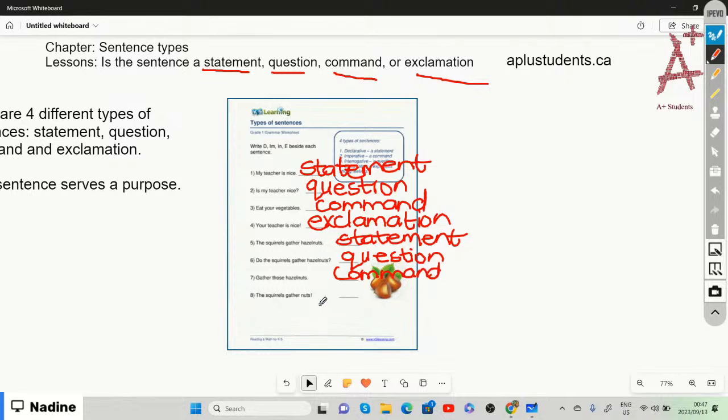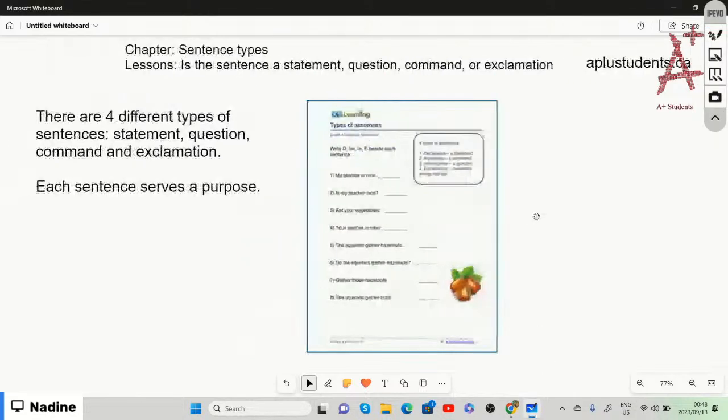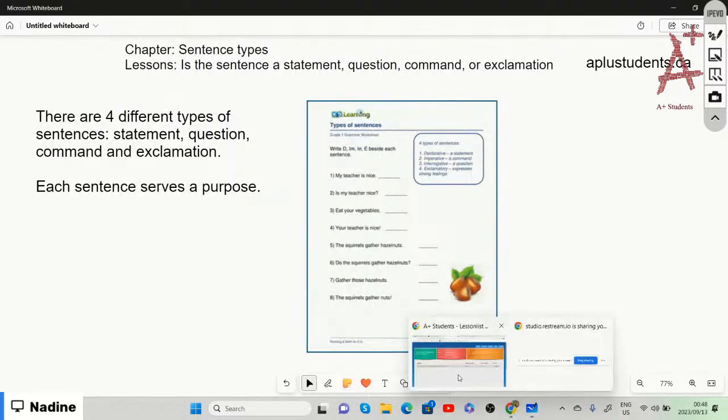And our last sentence will be an exclamation, which is the squirrels gather nuts. All right, so those are our different sentences. We went over what a statement, a question, as well as a command or exclamation is. And remember, we said that with the 4 different types of sentences, each sentence serves a purpose. Each sentence serves a purpose.